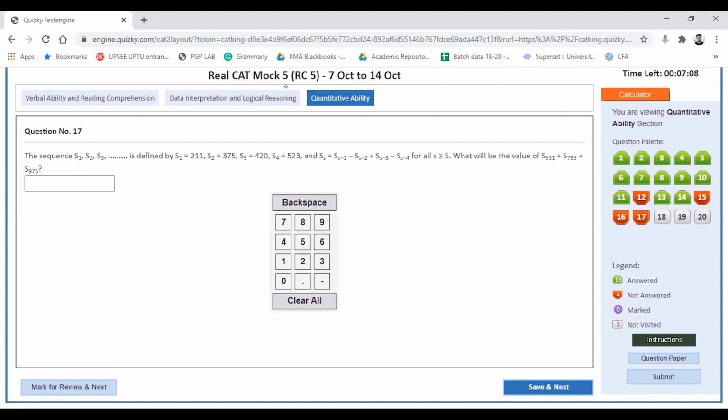This is a sequence given to me: S1, S2, S3, S4 in a particular way, and S5 is this. Okay. And they need the value of this. I mean, this is a question we all know more or less gets reduced to a smaller expression.